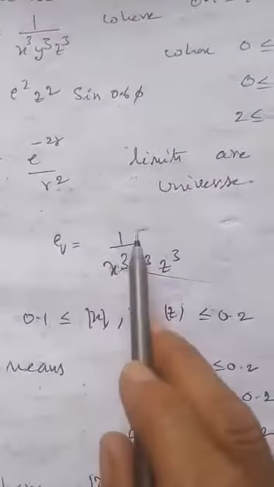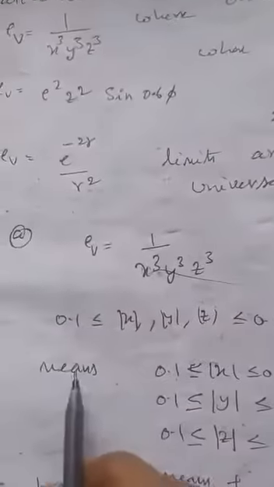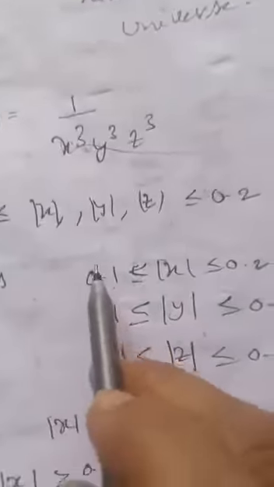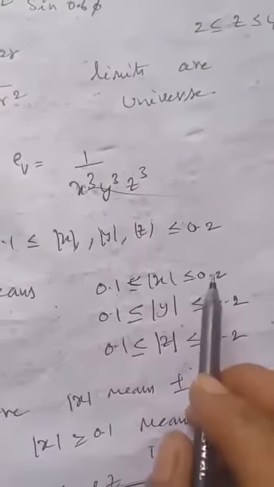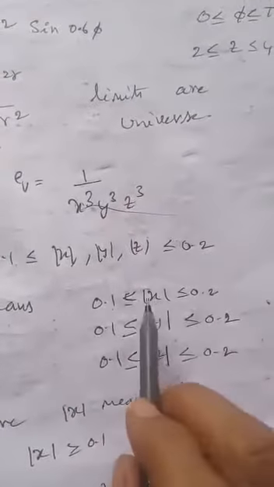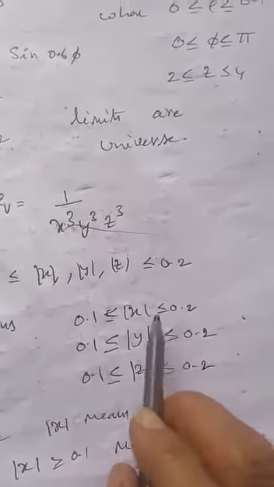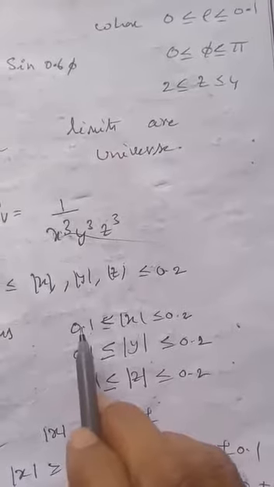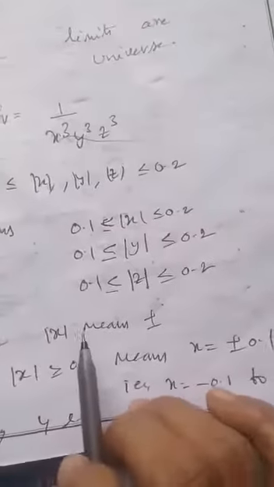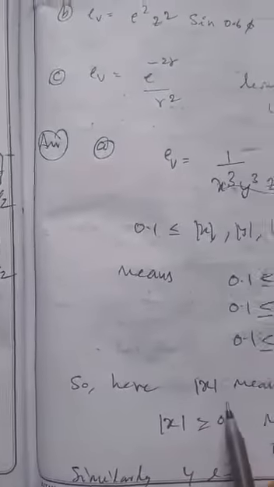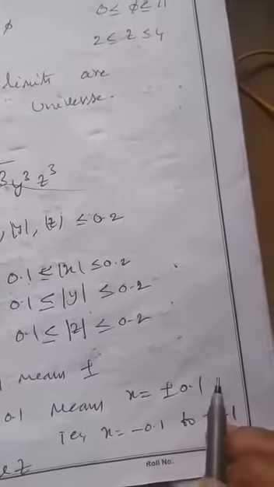Here rho v is equal to 1 by x cube plus y cube plus z cube. So here the limits are: modulus of x in between 0.1 and 0.2. The modulus of x means plus or minus 0.1, and modulus of x means plus or minus 0.2. So here the limits are: x is greater than 0.1, which means x is plus or minus 0.1. That means x is having a range in between plus or minus 0.1.